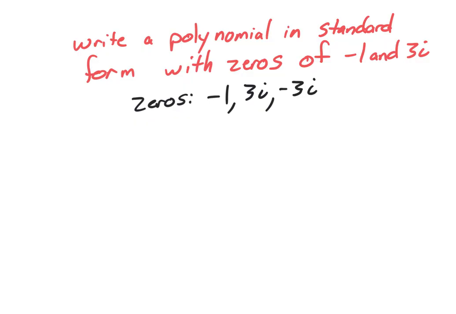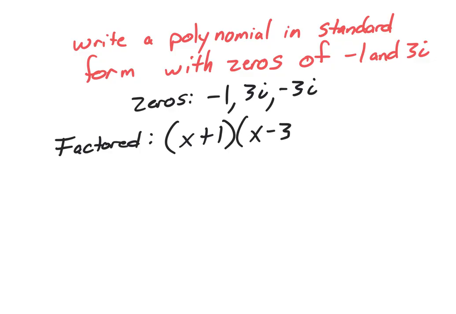Okay, so the first thing we're going to do here, standard form is the form we want it in, but we're going to start with factored form. When we write factored form, we always go x minus whatever the 0 is. So x minus -1 would really make this x plus 1. If I set that equal to 0, it gives me my 0, right? And so that would give me x equals -1. Then my two imaginaries would be x minus 3i and x plus 3i.